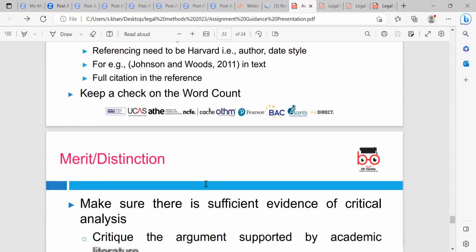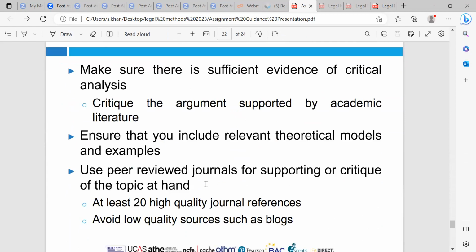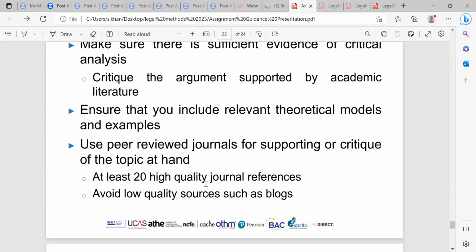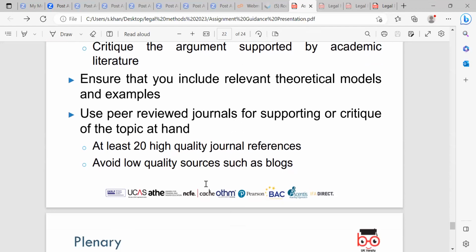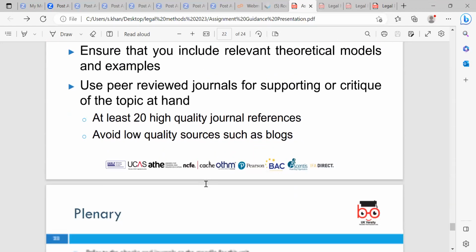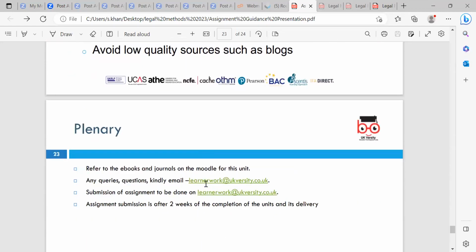Okay. Merit / distinction. Make sure there is sufficient evidence of critical analysis. Critique the arguments supported by the academic literature. Ensure that you include relevant theoretical models and examples. Use peer-reviewed journals for supporting or critique of the topic at hand. And at least 20 high-quality journal references. Avoid low-quality sources such as blogs.